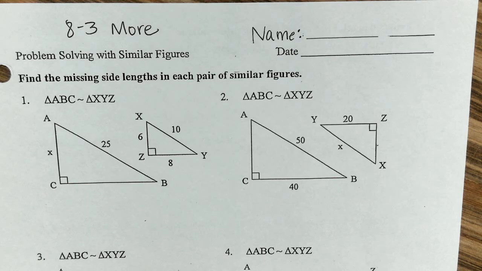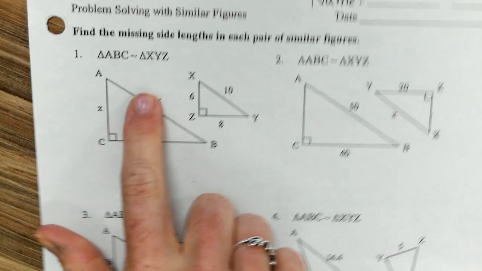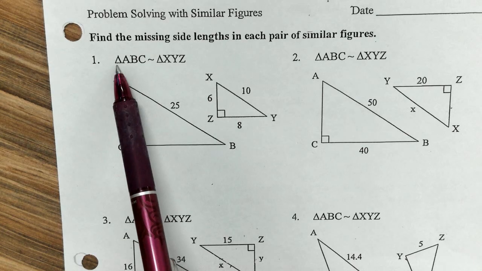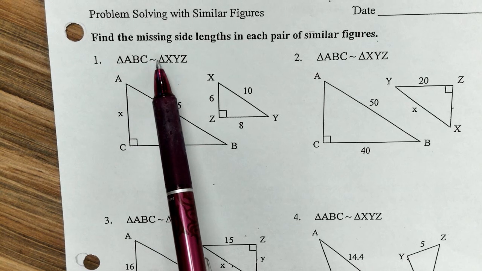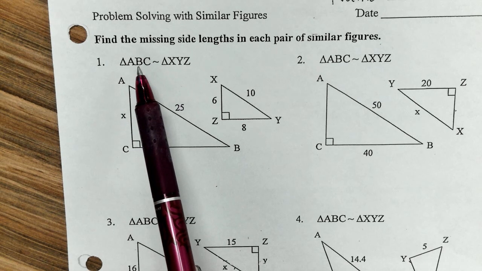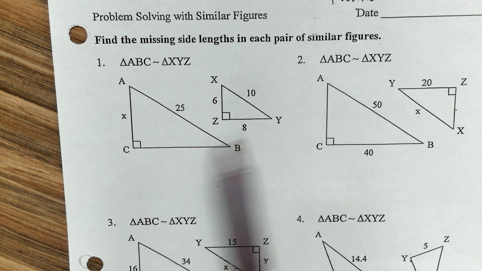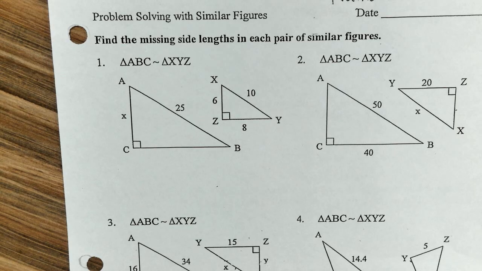Now, I want y'all to look at all of them and notice that they gave you some words. This one says triangle ABC, and this little symbol here means is similar to triangle XYZ. Now on number 1, they're facing the same direction, so it's very easy to see the corresponding sides, yes?